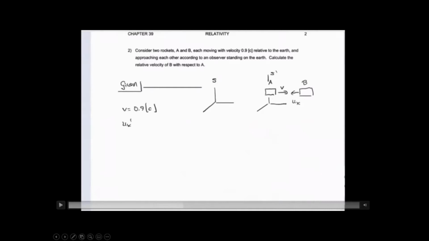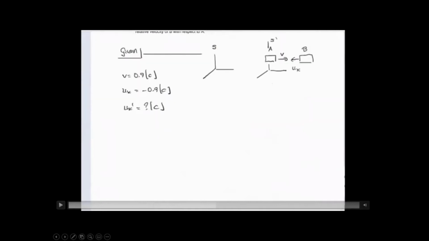Our reference frame, the Earth reference frame, is going to be S. This second reference frame is the object whose speed we're interested in. It's moving towards the Earth, or towards this one, at 90% of the light speed. So how fast is this moving relative to this one? We're going to be interested in U of x prime.